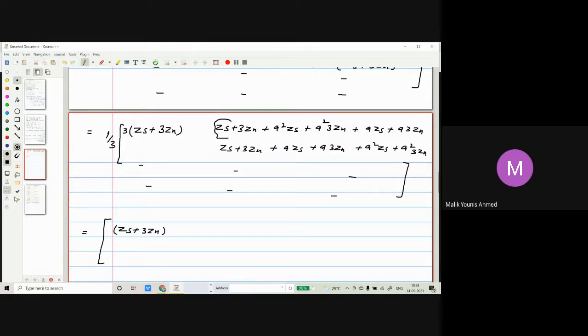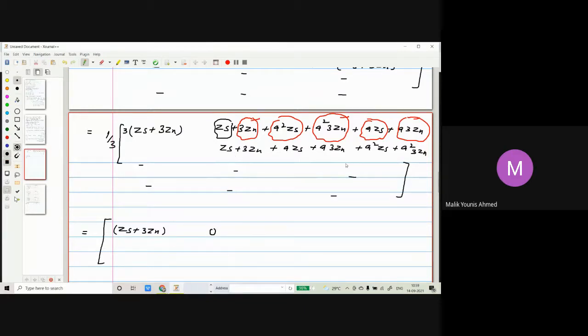So this term will become 0. Now here, we can take 3 common: Zs plus A square Zn plus A Zn. Again, this will become 0. This is with Zn, so the whole of this term will become 0. So I can write it here.